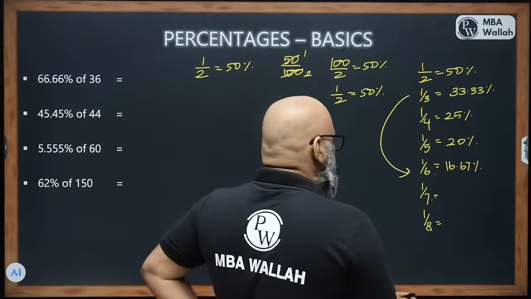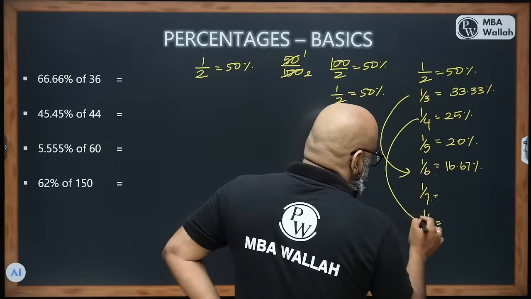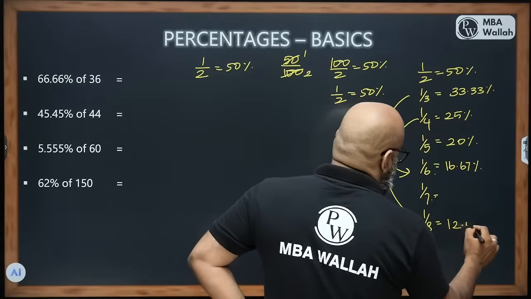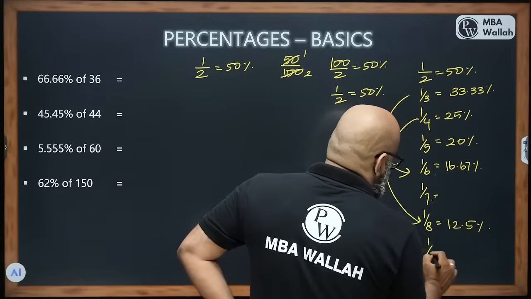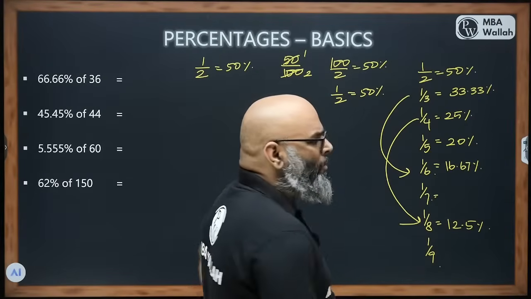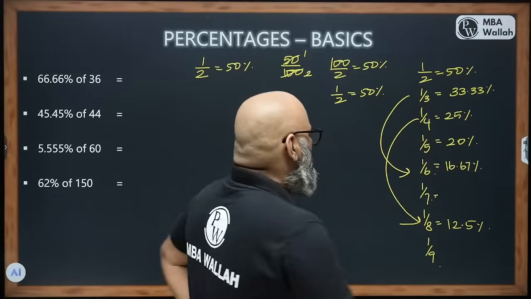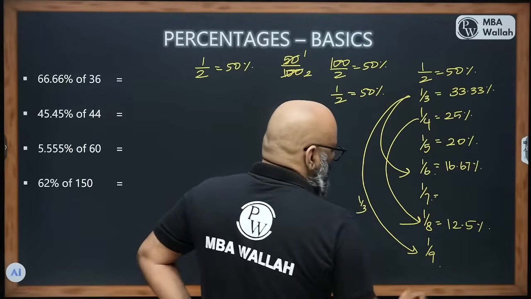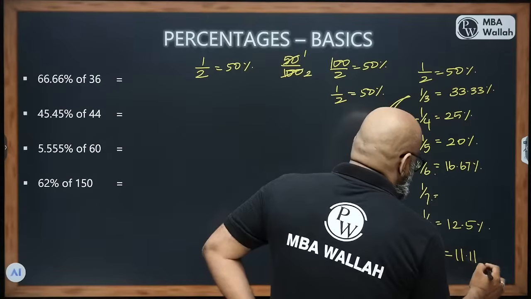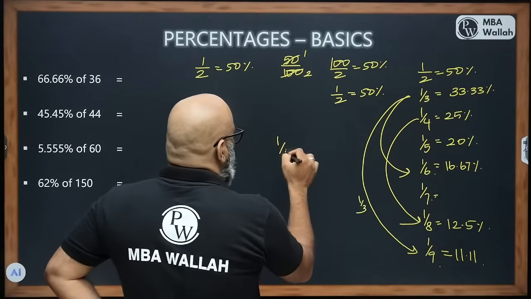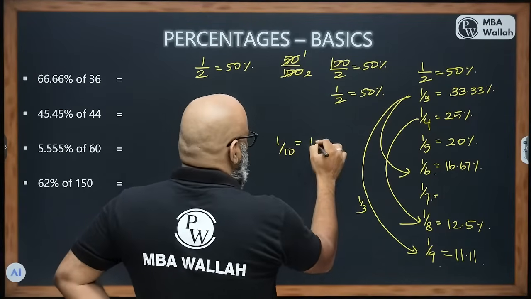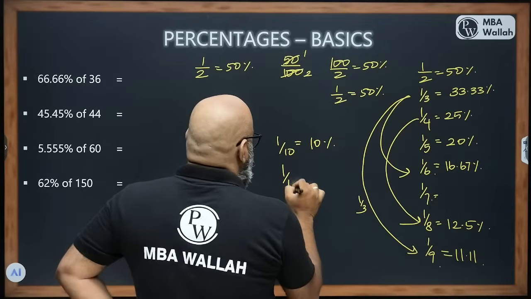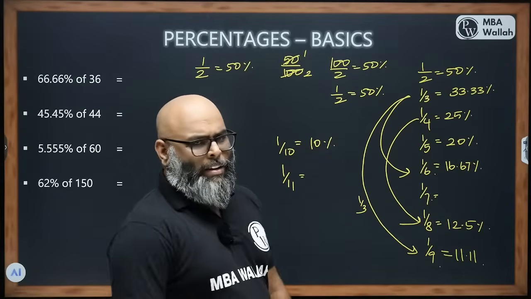So what is 1 by 8? Half of 1/4 is 1 by 8, which is 12.5%. 1 by 9. What is 1 by 9? 1/3 of 1/3 is 1 by 9, which will take it to 11.11. What is 1 by 10? 10%. 1/11, I tell people 1/11, there's a pattern.